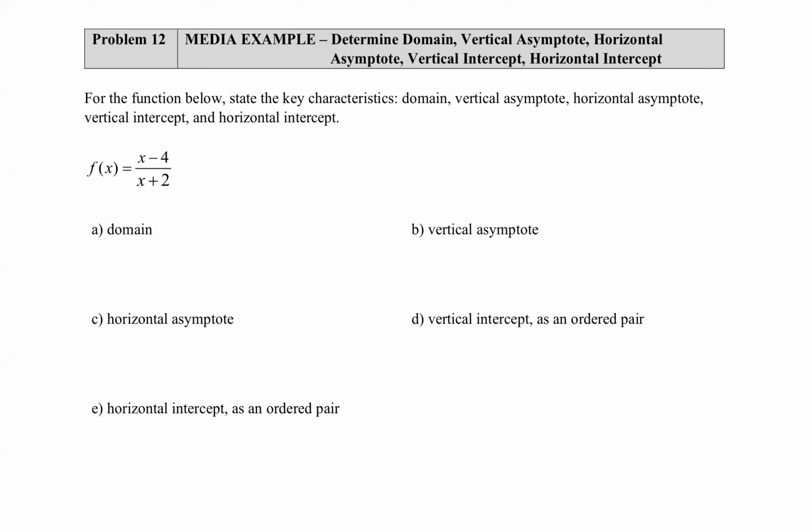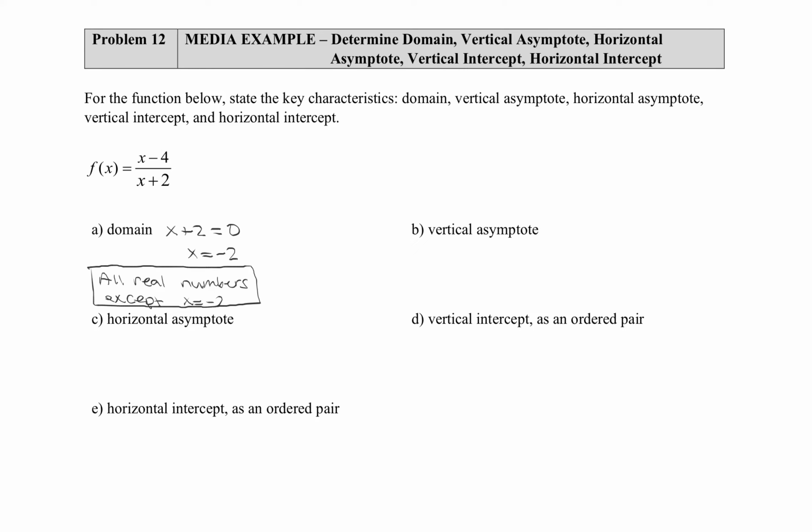Our function here is f of x equals (x minus 4) over (x plus 2). So we're going to start with part A, finding the domain of this function. To find the domain of a rational function, we want to find the zeros of the denominator and exclude those from the domain. Our denominator here is x plus 2. So if we set this equal to 0 and solve, we get x equals -2 as the zero of the denominator. So the domain would be all real numbers except x equals -2. All right, so that is our answer for the domain.